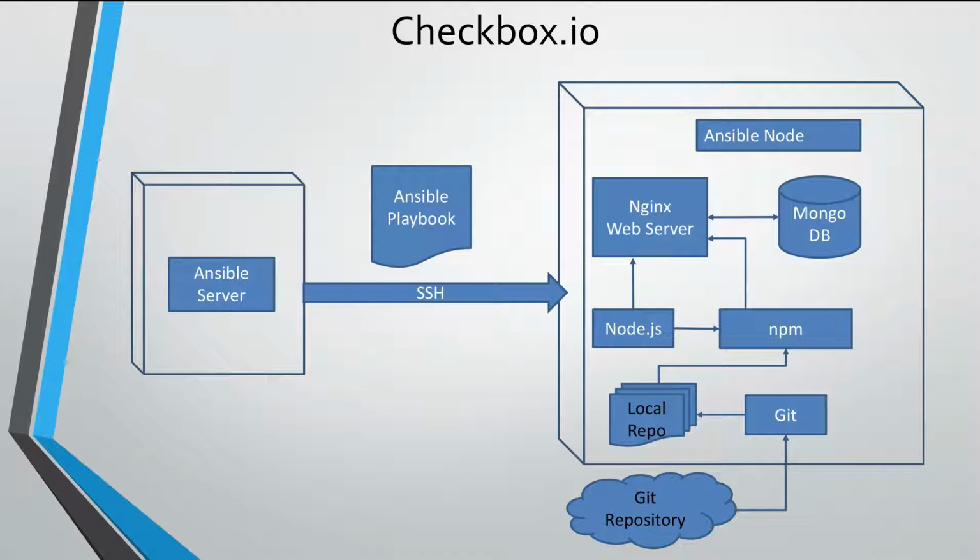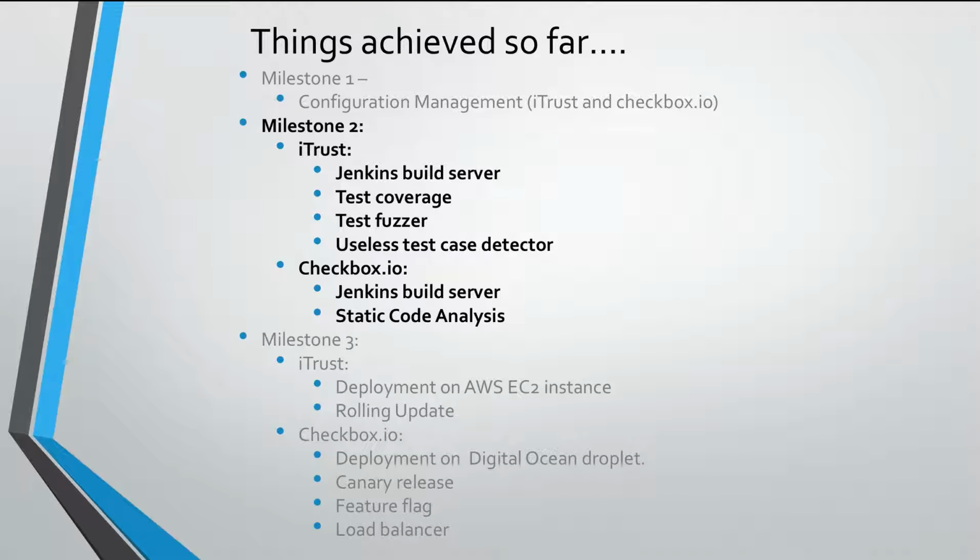Similarly, the other application is a Node.js based web portal, which is checkbox.io, and it needs MongoDB, Forever.js, Node.js, and Nginx server to be set up in order to work. Again, we have used Ansible for configuring this application.